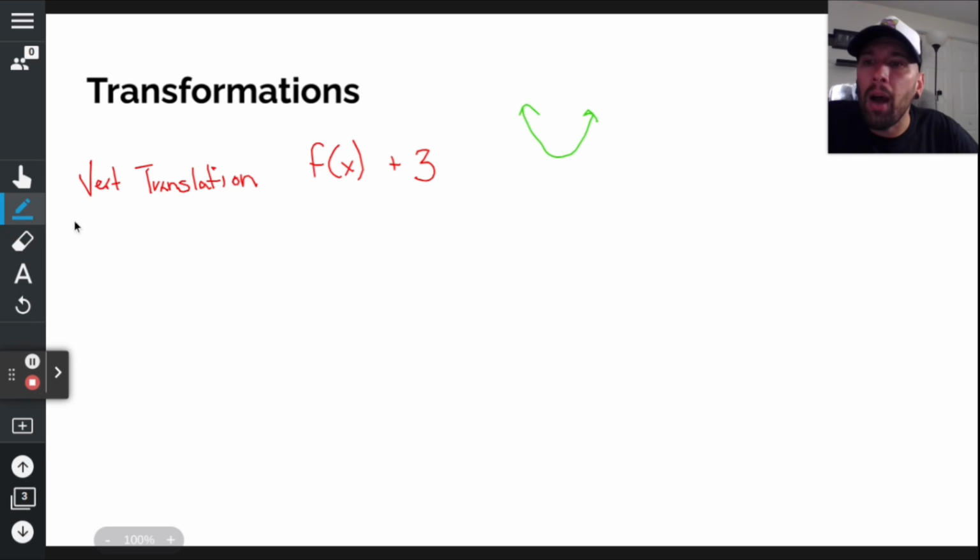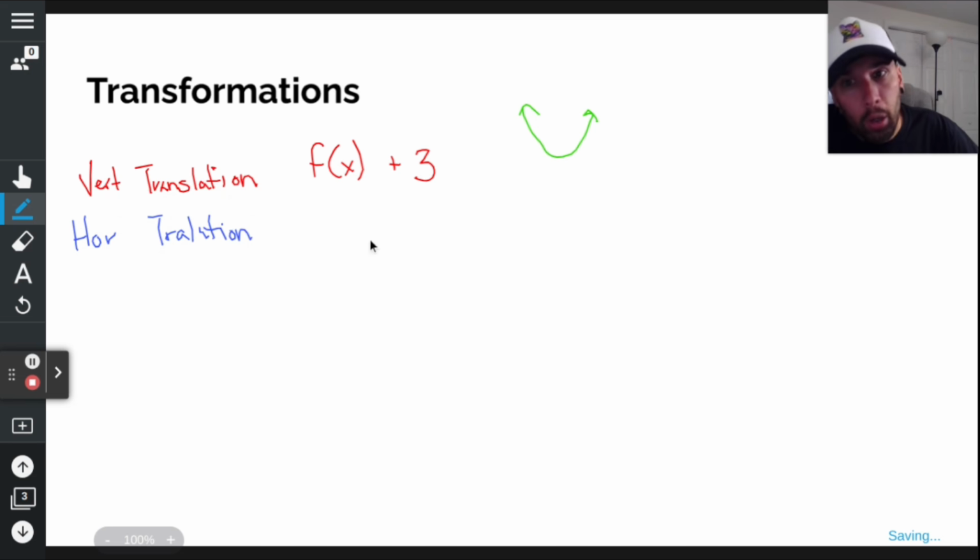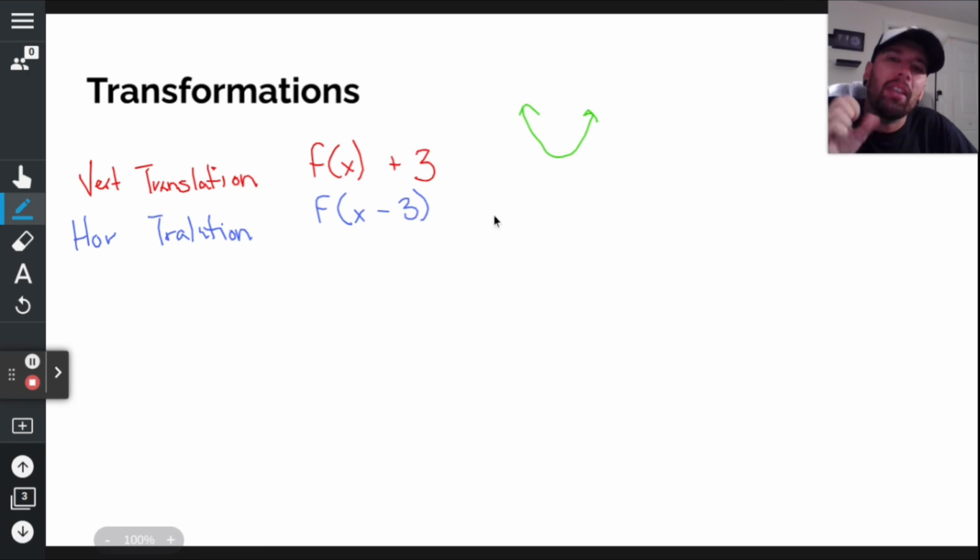Similar, if I have a horizontal translation, this is similar but gross. If I give you f of x, and you throw a negative inside the parentheses next to x, like this, and this is what's going to annoy you, if it's negative, you move right. So negative means moving right. Positive means moving left. It's opposite land whenever you're working within the parentheses. That's just the way it is.